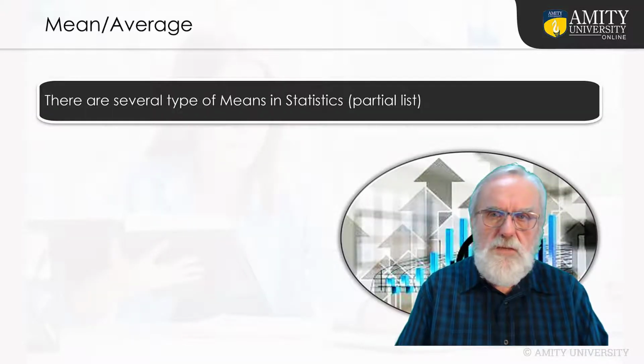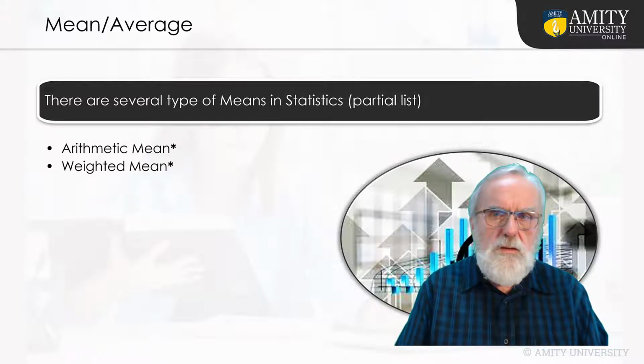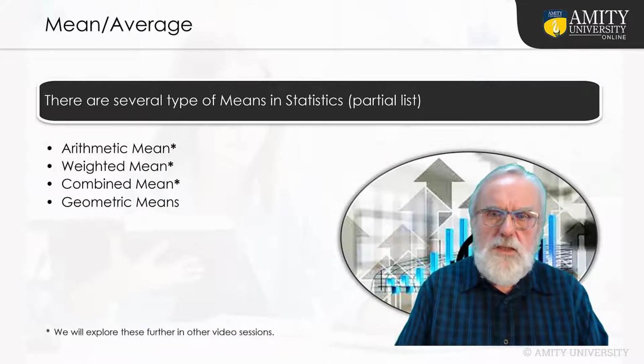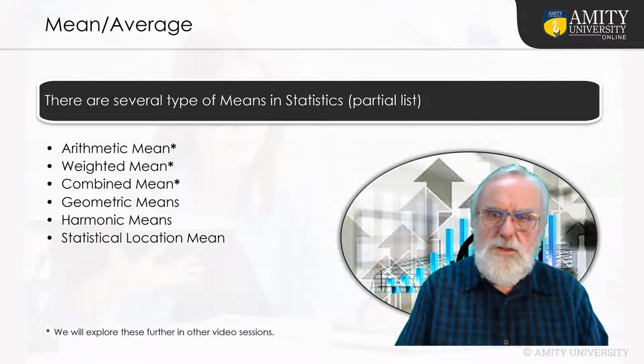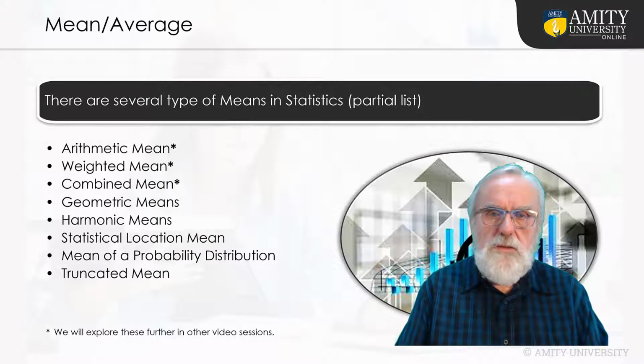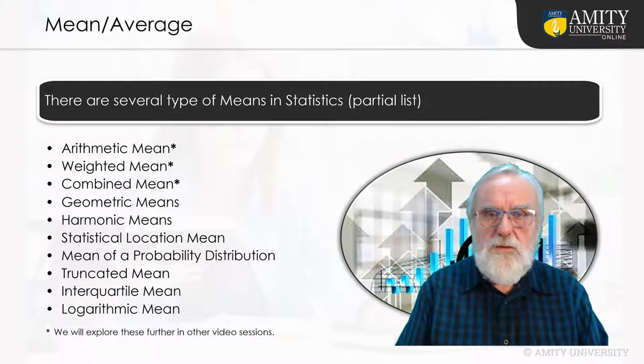There are several types of means in statistics, and this is just a partial list. There's the arithmetic mean, the weighted mean, and the combined mean. Then there's the geometric mean, harmonic mean, statistical location mean, the mean of a probability distribution, truncated mean, interquartile mean, and logarithmic mean. As you can see, there are many types of means and many ways to calculate mean. For this module, central tendency, we'll focus on arithmetic, weighted, and combined means. And we'll see more about those in future videos.